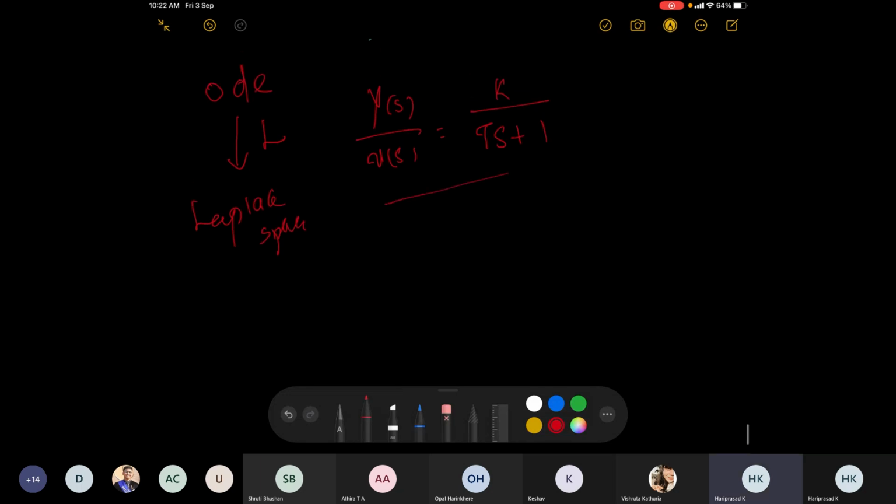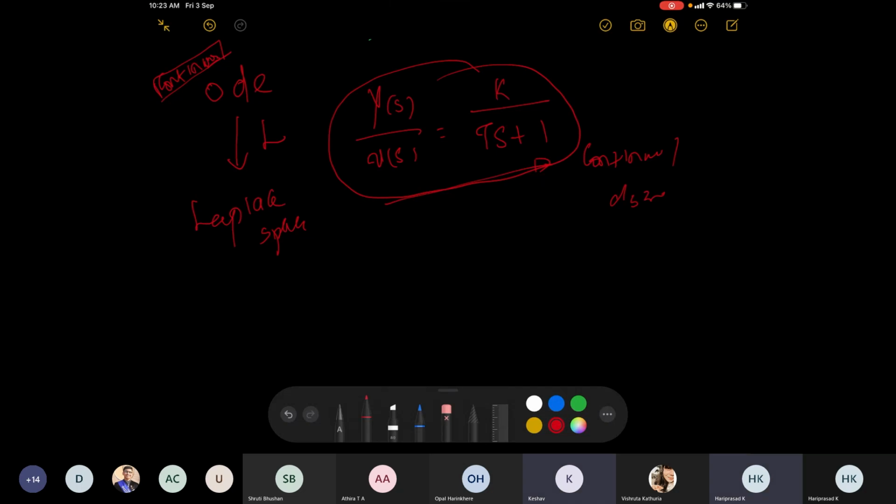So then, are these models continuous or discrete? Whatever I have represented here, are they in continuous space or in discrete space? Nothing has been lost. The ODE was continuous. So who said discrete? Keshav. Okay, so why, Keshav? Why do you think it is like that?